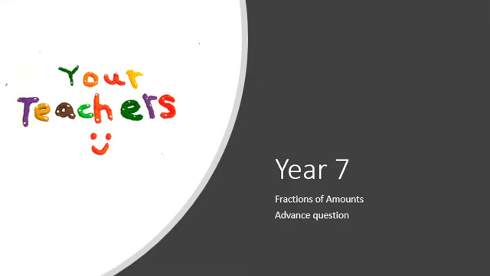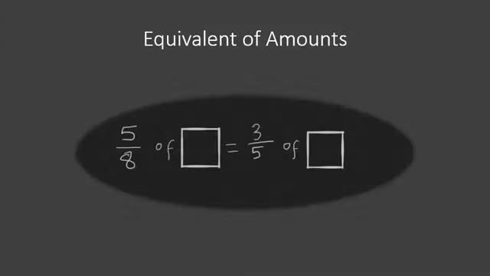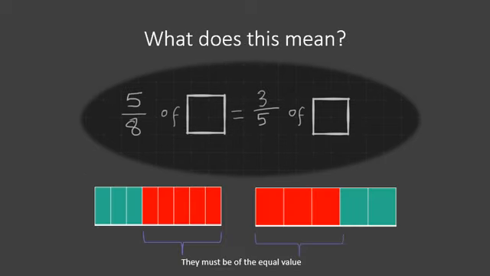So we are looking at a Year 7's fractions of amounts question. Now this is an advanced question. Let's have a look at it. The question is 5/8 of something is the same as 3/5 of something, but we don't know what that something is. This is how I'm going to understand the question.